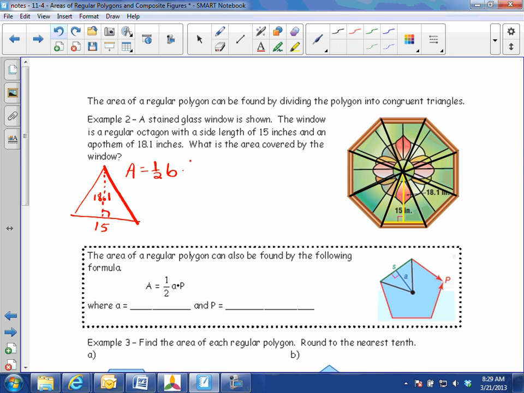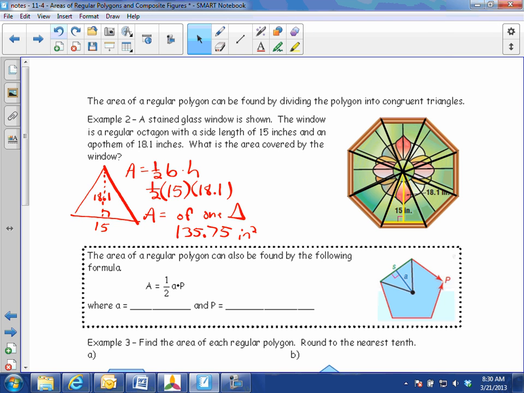Okay, so what is our base? 15. And what's our height? 18.1. Okay, so the area for one triangle is 135.75. And then you multiply that by 8. So then the area is 1,086.